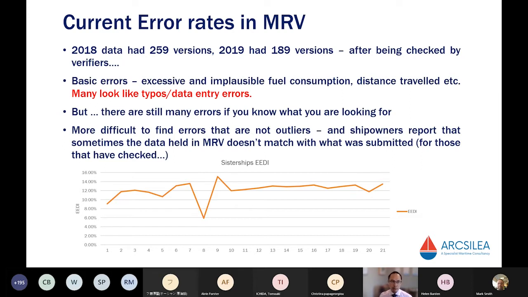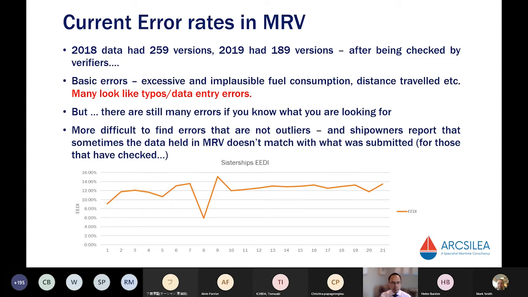Now, there are lots of basic errors. If you trawl through it, there's excessive and implausible fuel consumption, distance traveled, etc. Many of them look like typos and data entry errors. That's the most common one. But even after all these revisions, there are still many errors if you know what you're looking for. More difficult to find are errors that are not outliers, that don't stick out like a sore thumb. Ship owners even report that sometimes the data held in MRV doesn't actually resemble what they thought they submitted. For those, at least they have checked.